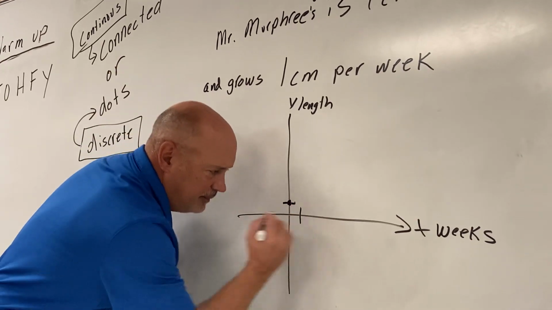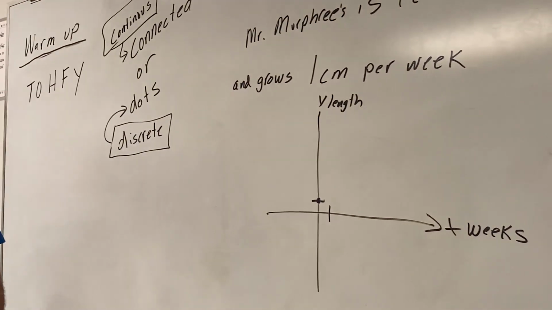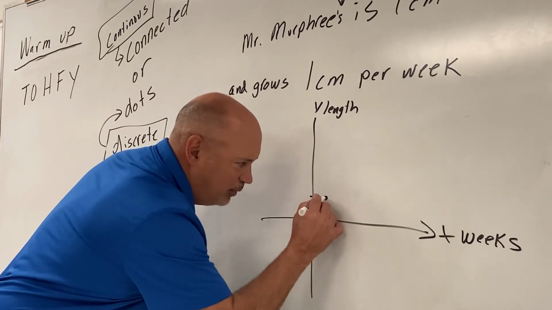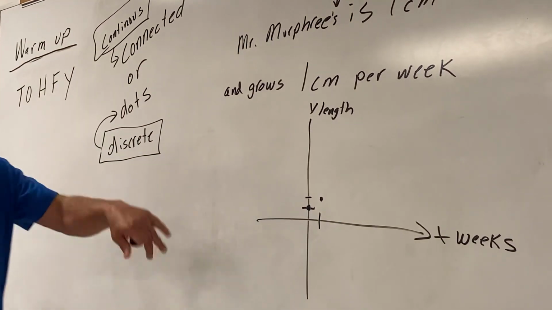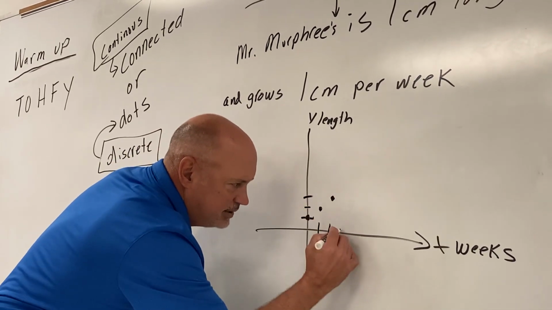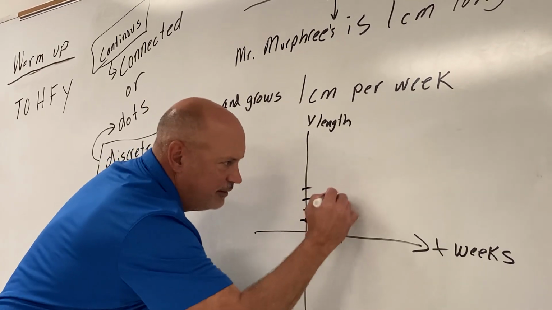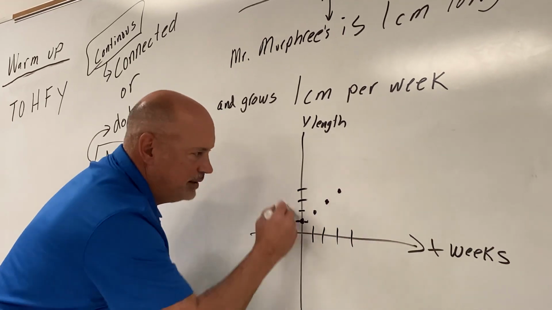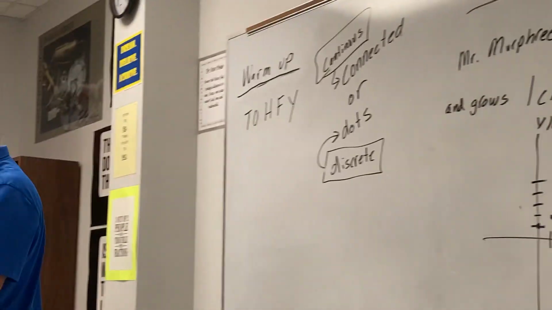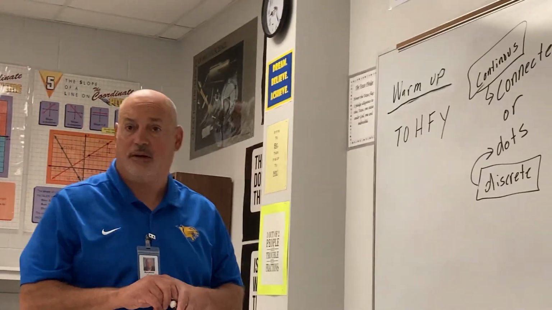Every week, how long is my hair now? 2 centimeters. So after 1 week, we go up 1. It's now 2. Let's keep going. 2 weeks, 3 centimeters. 3 weeks, 4 centimeters. 4 weeks, 5 centimeters. And we can keep this graph going until Mr. Murphy gets a haircut, then we'll start all over again.